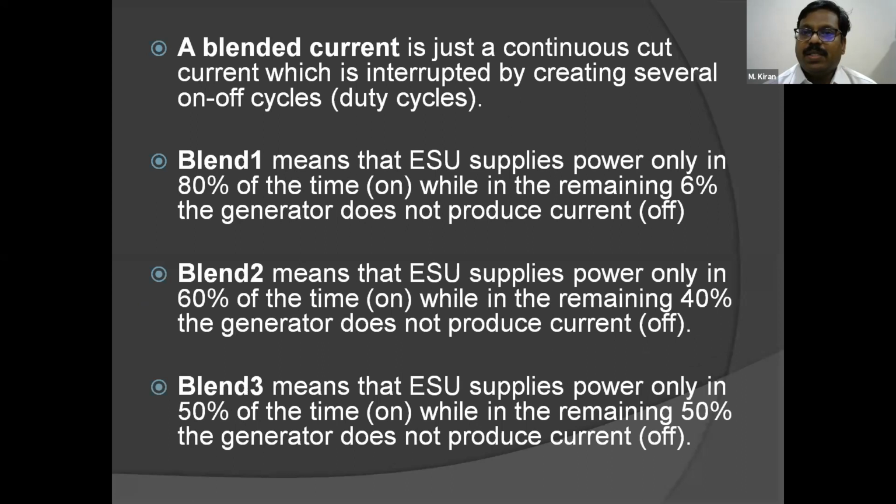A blended current is just a continuous cut current which is interrupted by creating several on-off cycles, that is duty cycles. Blend 1 means that the electrosurgical unit supplies power only in 80% of the time, while in the remaining 20%, the generator does not produce current. Blend 2 means that the electrosurgical unit supplies power only in 60% of the time, while in the remaining 40%, the generator does not produce current. Blend 3 means that the electrosurgical unit supplies power only in 50% of the time, while in the remaining 50%, the generator does not produce current.